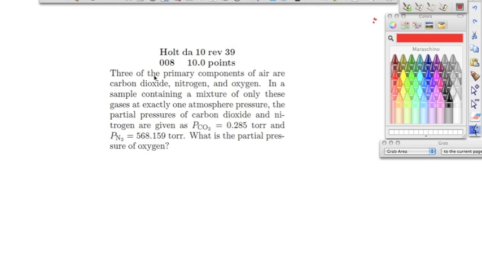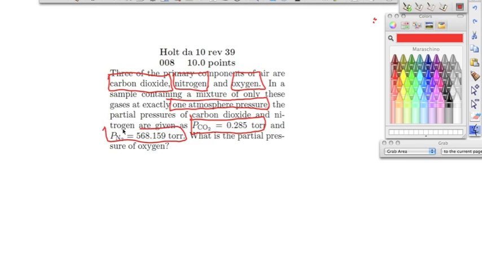It says 3 of the primary components of air are carbon dioxide, nitrogen, and oxygen. In a sample containing a mixture of only these gases at exactly 1 atmosphere of pressure, the partial pressures of carbon dioxide and nitrogen are given, and it asks us to find the partial pressure of oxygen. Basically, all 3 gases have a total pressure of 1 atmosphere.